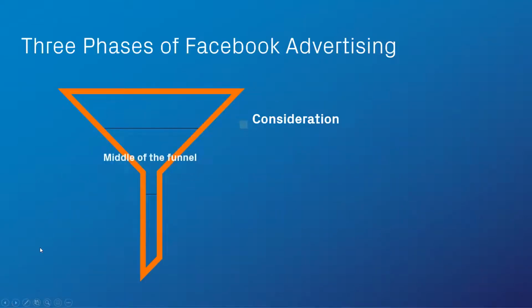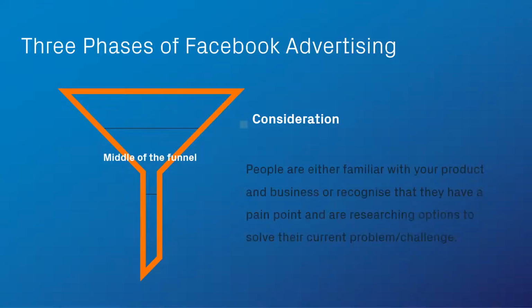The next one is the consideration stage. Consideration in particular is the stage where people are either familiar with your product, or they sort of recognize what they need and they're searching for the option. That could be as simple as they just got engaged and they need to organize a function for the engagement party. So that's already happening. They're looking for the solution for themselves.